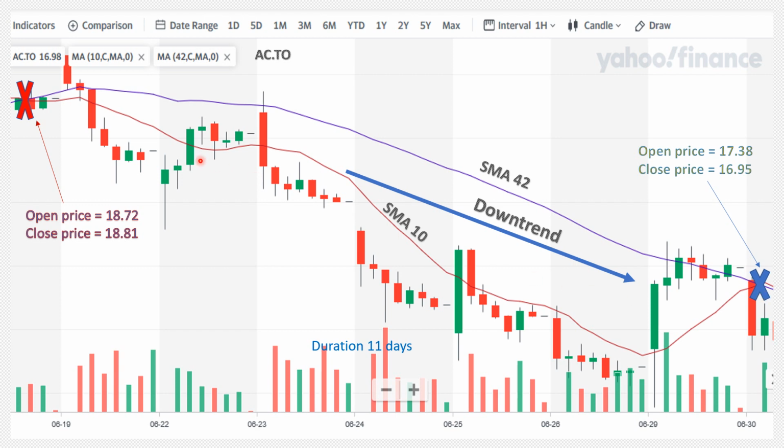Now let's say you have 1,000 share. The price here is $18.72, and the price here is $17.38. The difference is $1.50. And if you have 1,000 share, and if you forget to exit the market here, you lose almost 1,500 within how many days? Within 11 days. So in order to be in the market, it is very important to exit the market at the right time.